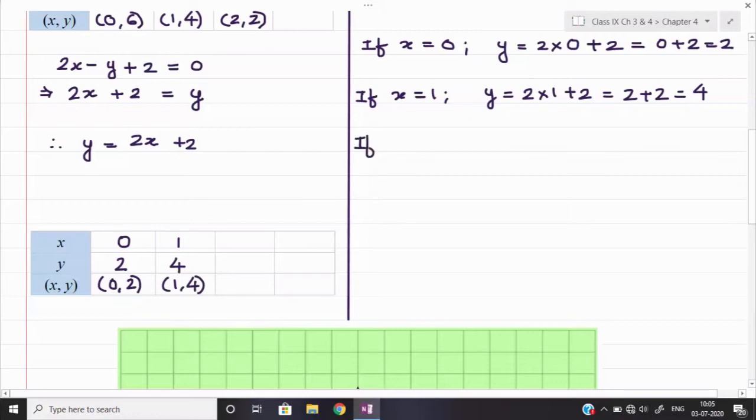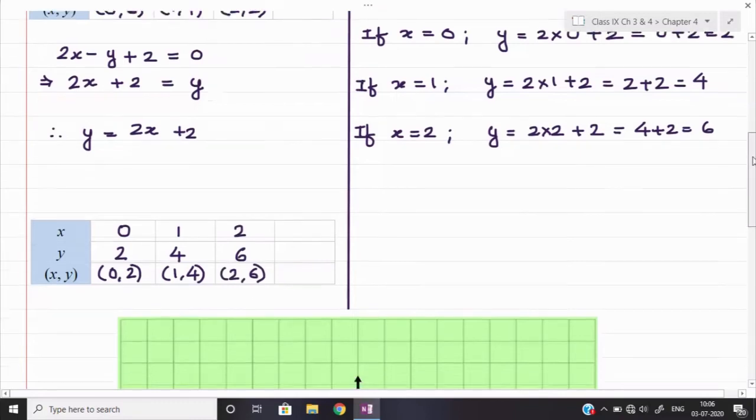Last point, one more we can find out here. If the value of x is equal to 2, in that case what can it be? y will be equal to 2 into 2 and then plus 2. 2 into 2 will be equal to 4, and plus 2. So we will get 4 plus 2 is equal to 6. Right. Now I can say x is equal to 2, y is equal to 6. So the point will become 2 comma 6. Right.